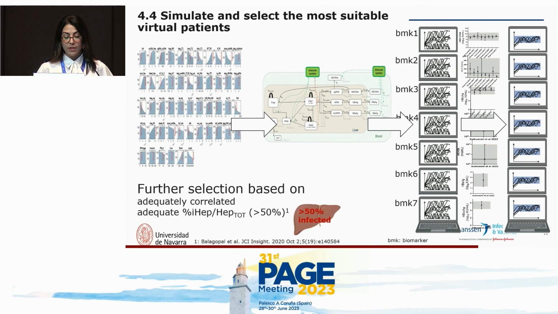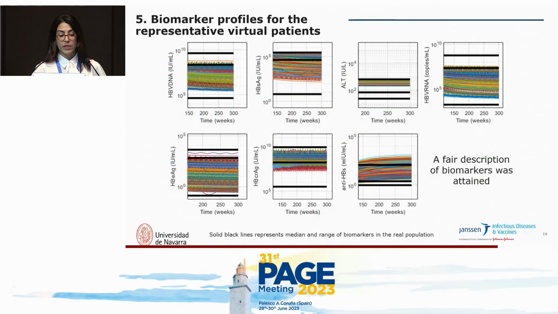Further criteria for selection were based on adequate correlation and adequate percentage of infected hepatocytes. So in this slide, I present the biomarker profiles for the representative virtual patients, those selected virtual patients. Each panel is a biomarker, and in solid black lines, I present the median and range of each of them. So we can see that a fair description of biomarkers was attained.